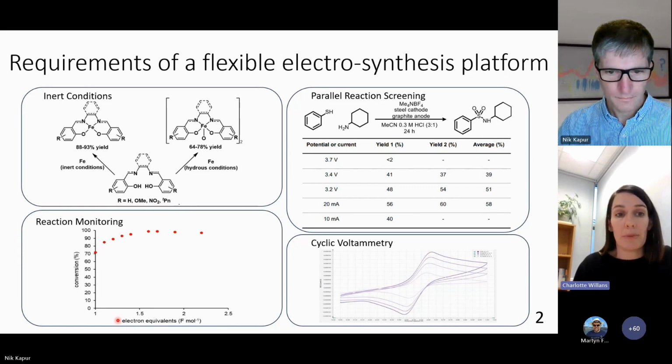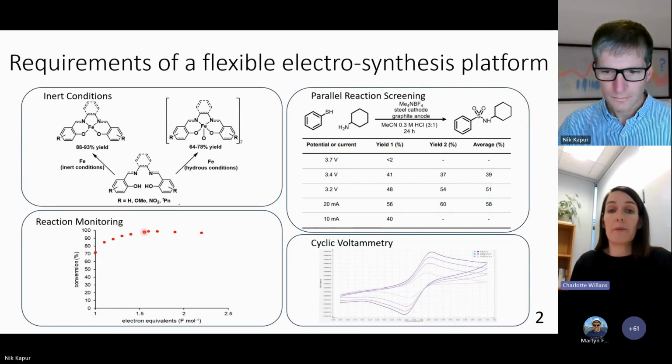So the example on the bottom left-hand side, you can see the conversion as a function of electron equivalence, which is the same as time. And by looking at that, we can see that for this reaction to reach almost full conversion, we need about 1.6, 1.7 electron equivalents in that reaction.